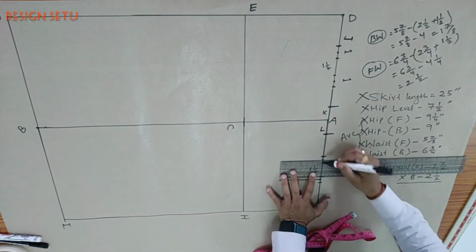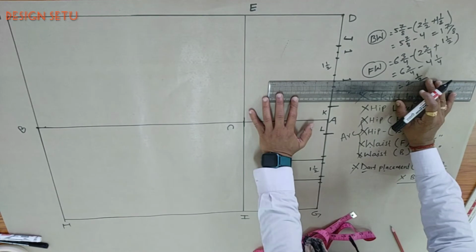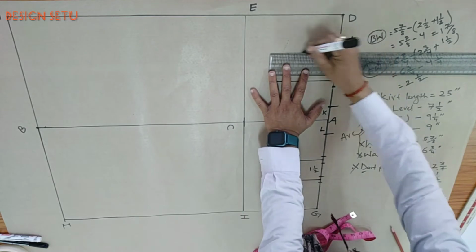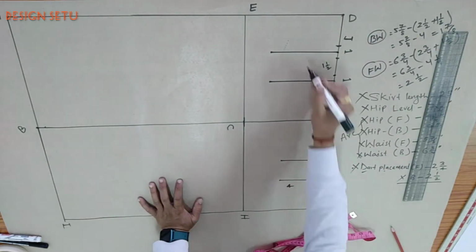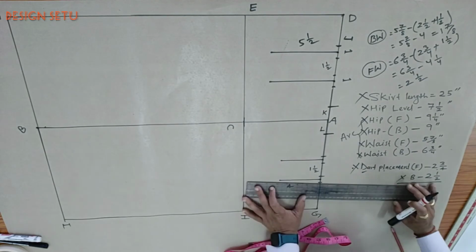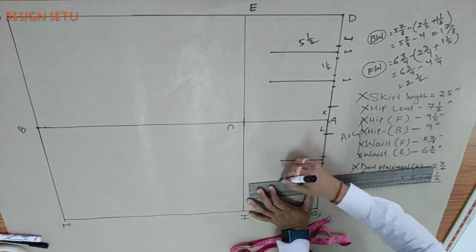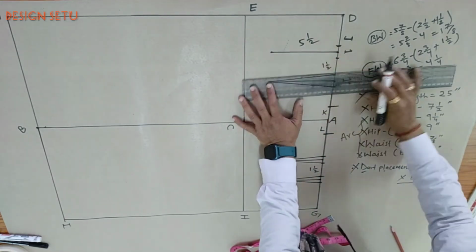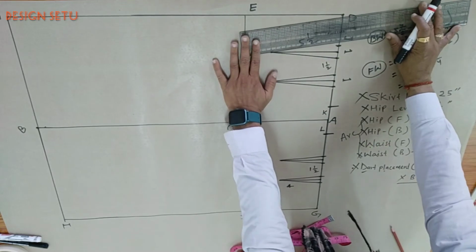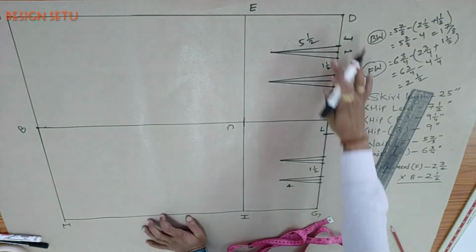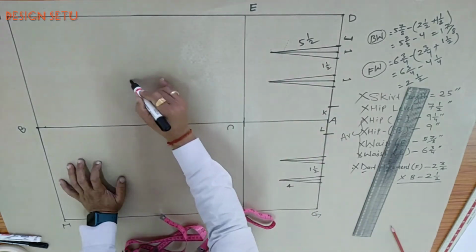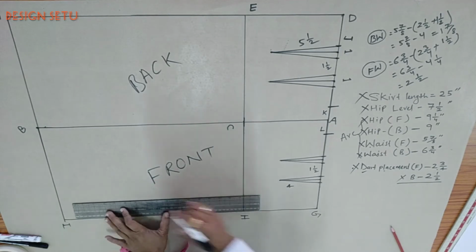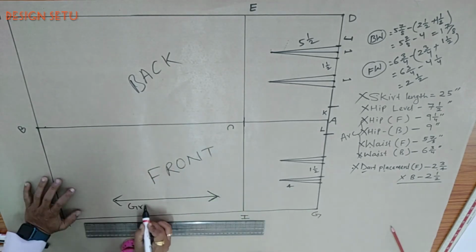Now mark the midpoint of all 4 darts, and for the front square down 4 inch, and for the back square down 5.5 inch. Now join the darts as shown in the video. Mark front and back, and also draw the green line in the front and also in the back panel.